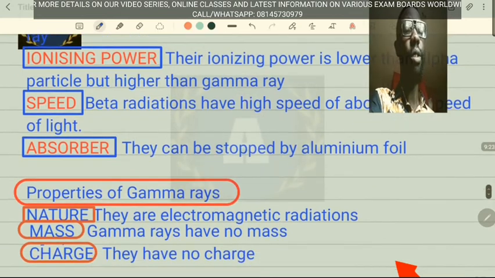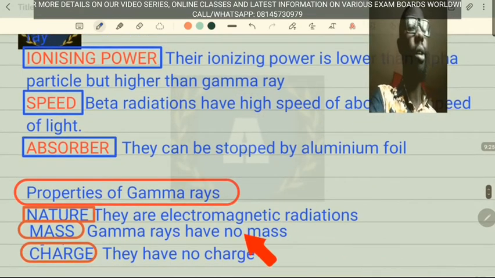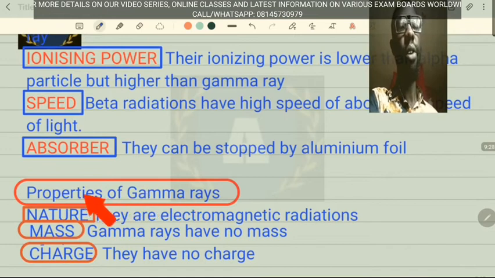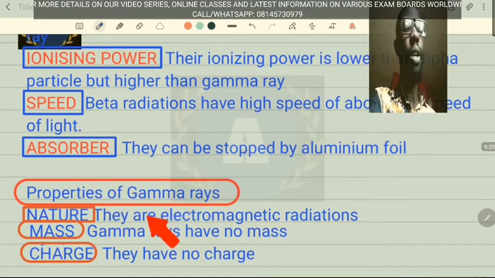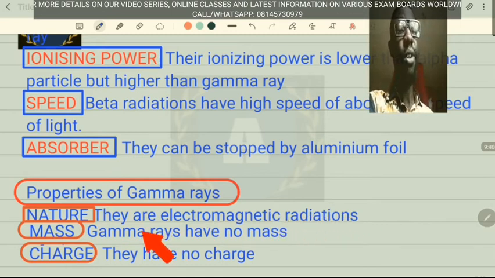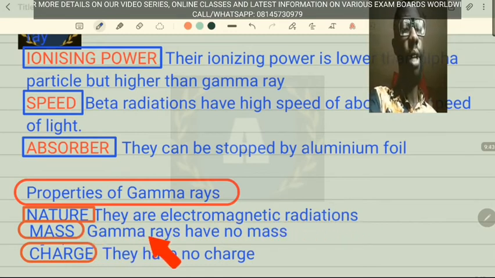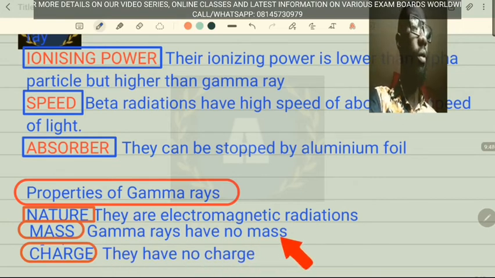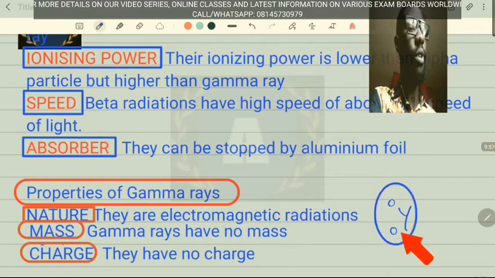Now the third radiation that is emitted from an unstable nucleus is the gamma rays, of which we need to know their properties as well. Now the nature, they are electromagnetic radiation, so you have to know that they aren't particles, they are electromagnetic rays. Now mass, gamma ray has no mass. Charge, they have no charge. They are generally represented as shown, that is how they are actually represented. That is gamma ray.